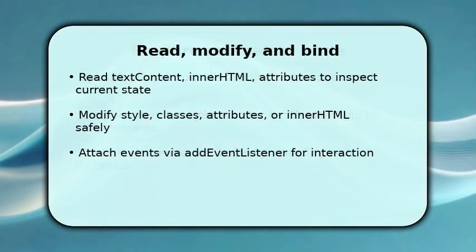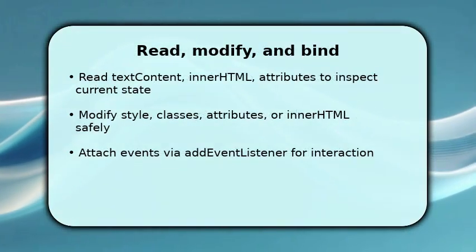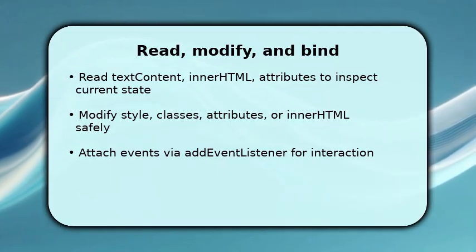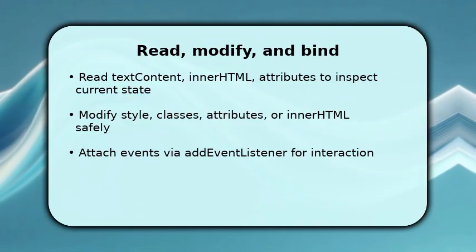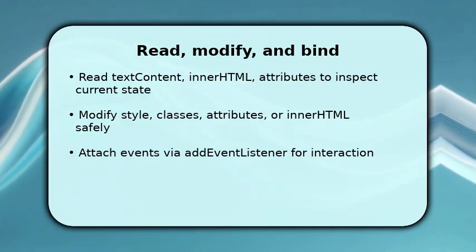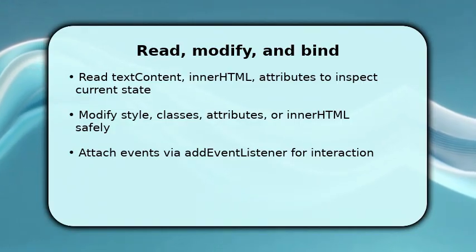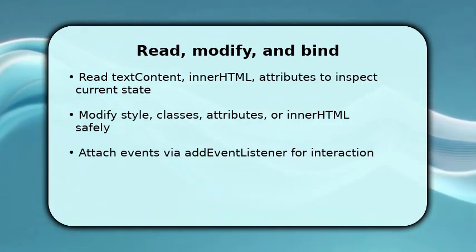reference. Next, read the node's state using textContent, innerHTML, or getAttribute to decide what to change. Once you know the current values, modify properties directly, update classList, setAttribute, or change styles, because direct DOM mutations are immediate and predictable.